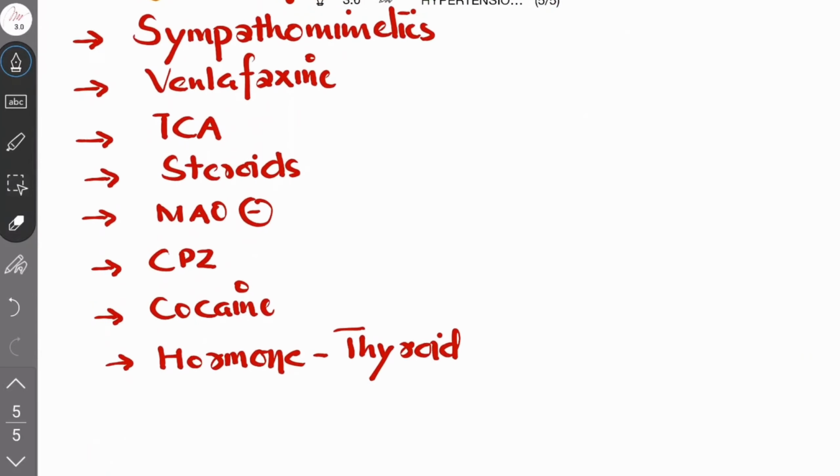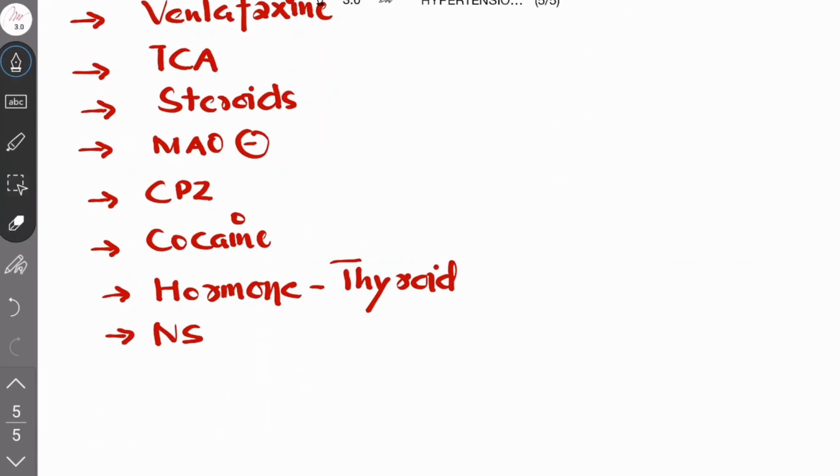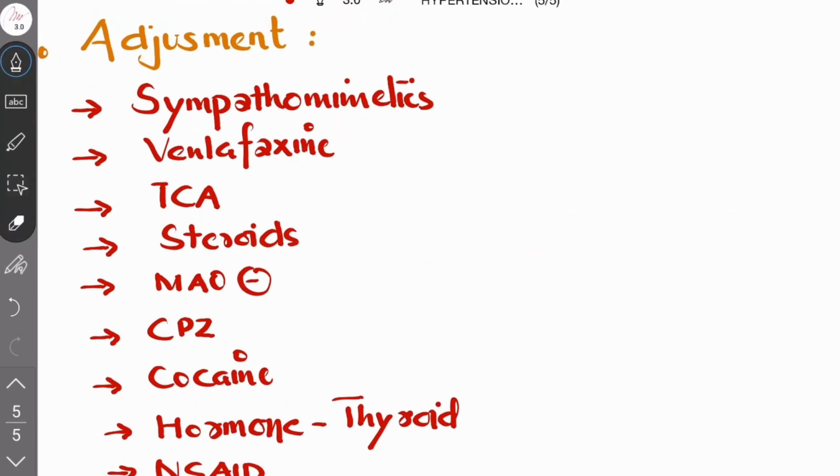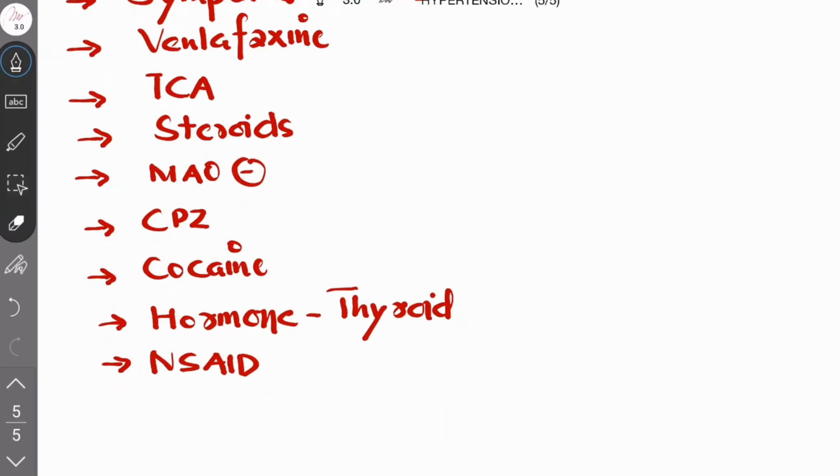There are certain other factors also. Most commonly we use NSAIDs. They block prostaglandin, that's why they raise BP. So these are some main important drugs. So check whether they are using these.